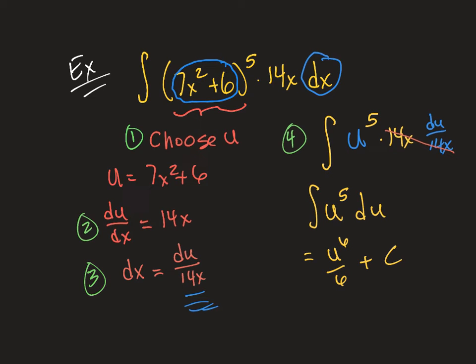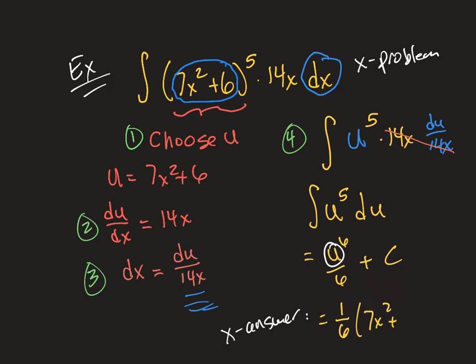Now here's where the catch comes in. Our original problem was an x problem, right? This thing up here is an x problem. That's what I'm calling it because the variable is x. X problems need x answers. So down here, I'm going to put my x answer by replacing u with the original expression that we chose. So usually you'll see this answer written as 1/6 times 7x squared plus 6 to the 6th power plus c.